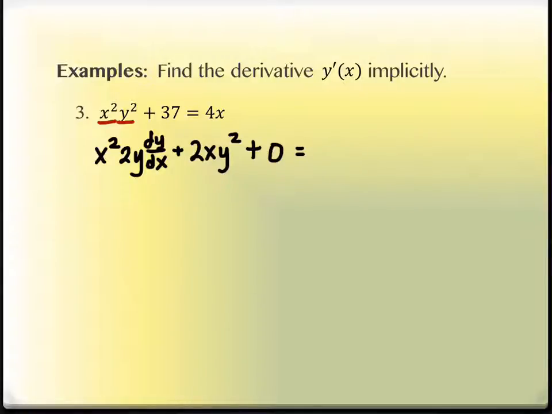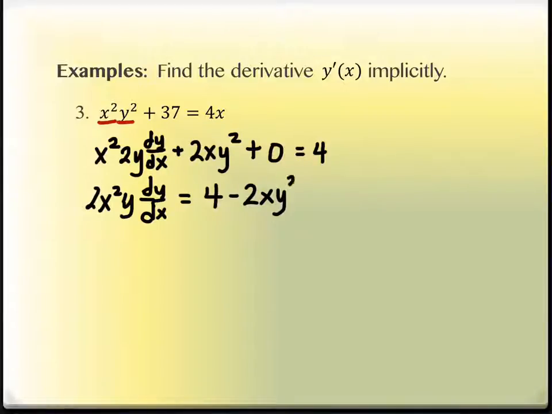And then what's the derivative of 4x on the right-hand side? 4. Yeah. Okay. Now, the nice thing on this one is there is only one piece with a dy dx in it, yeah? So everything that doesn't have dy dx is going to move. The piece that does is going to stay for the moment. So I have x squared. I'll put the 2 in front. So 2x squared y dy dx equals, I have a 4 on the right already, and then I'm going to move my 2x y squared to the right with subtraction. And then what's my next step?